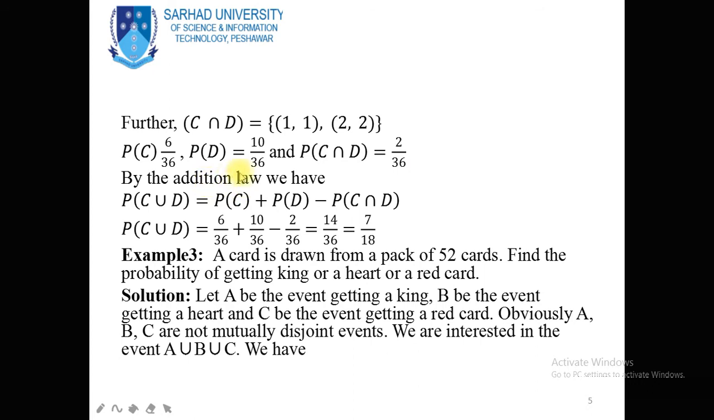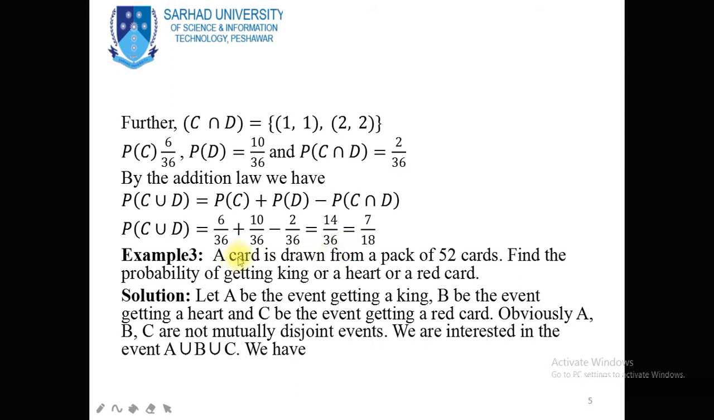Now by addition law, we have probability of C union D is equal to probability of C plus probability of D minus probability of C intersection D. Now putting the values, probability of C 6 by 36, probability of D 10 by 36, and probability of C intersection D is equal to 2 by 36. Now after simplification, we have 14 by 36, which is equal to 7 by 18.